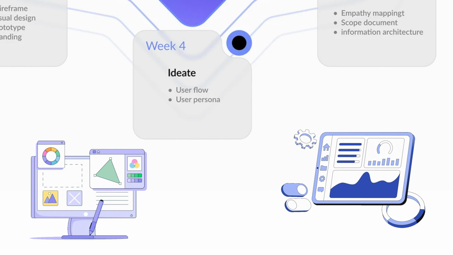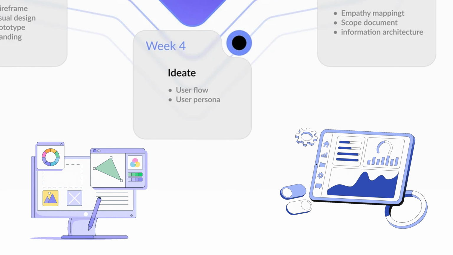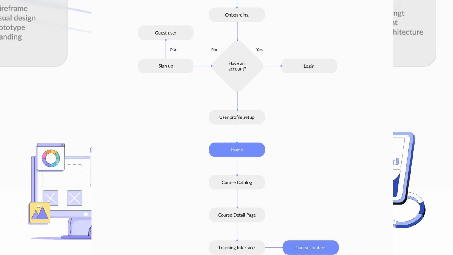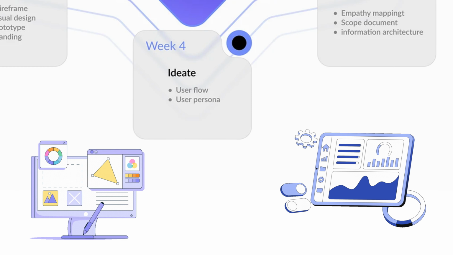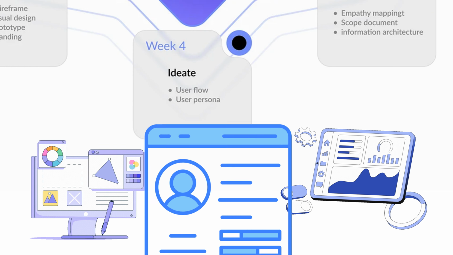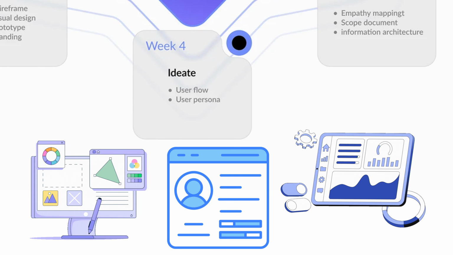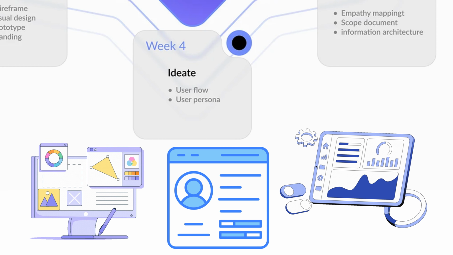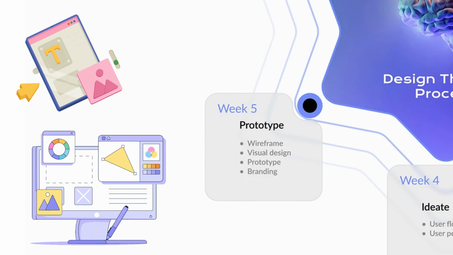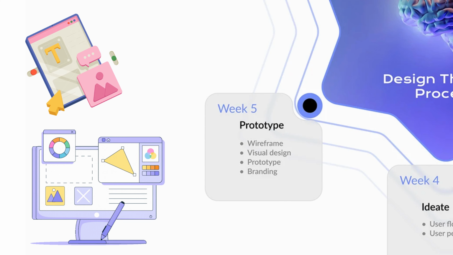In week 4, we enter the ideation stage, where creativity takes the lead. Here, we generate a wide range of ideas to solve the challenges defined earlier. Alongside ideation, we design the user flow, mapping out each step a user will take inside the app to ensure the journey feels simple, logical, and engaging. We also analyze the user persona, diving into their goals, behaviors, and frustrations. This allows us to align our solutions with real user needs, creating experiences that are not only innovative but also deeply relevant and human-centered.